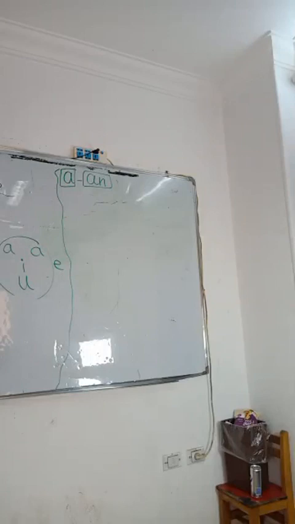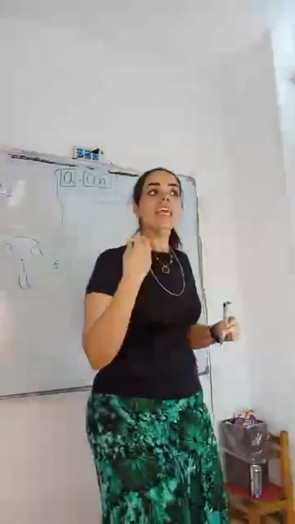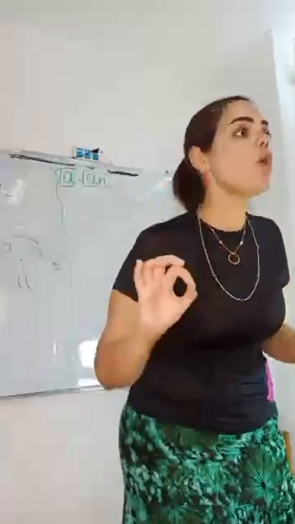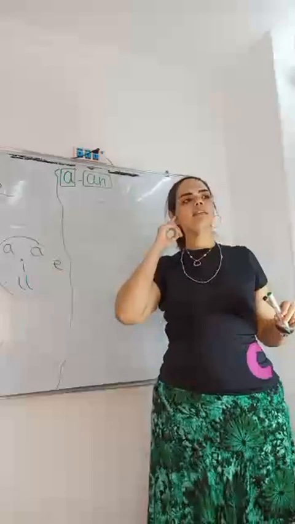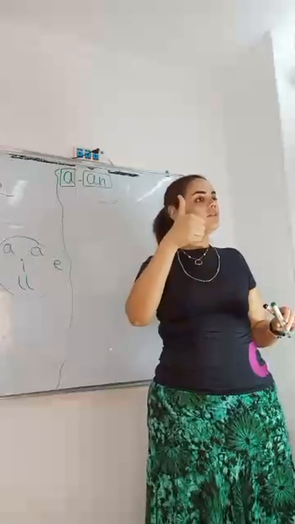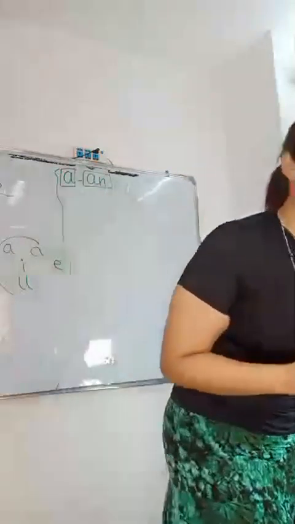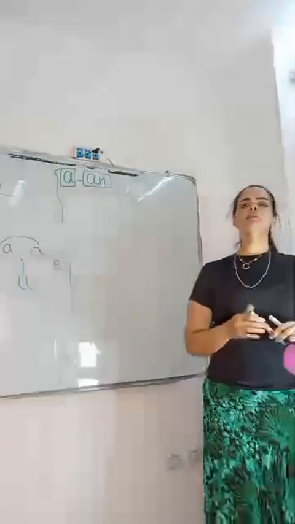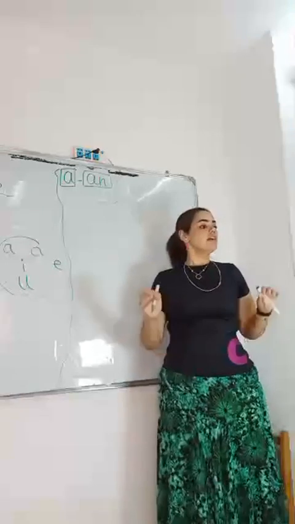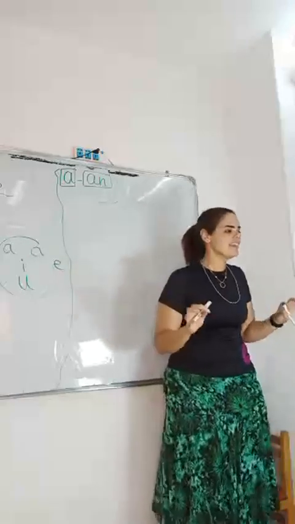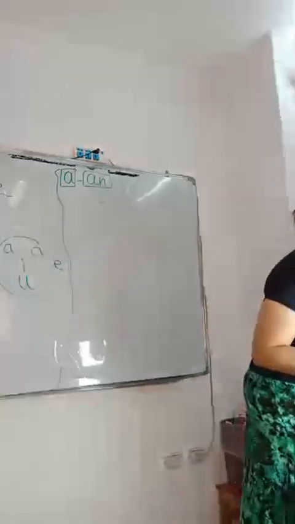Okay, so Yassine, today we have to understand when we can use a or an. What are the vowels? A, E, I, O, U. Vowels, good or yucky? Good. Vowel letters are good or yucky? Good. Okay. With the vowels, we use an.